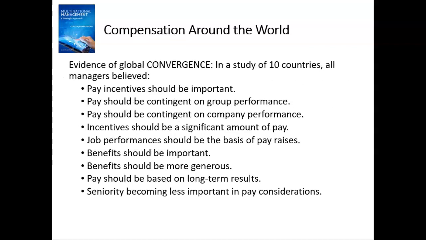There are some differences in compensation. For example, pay for performance is not going to be popular in a high uncertainty avoidance society. In Japan, aspects like marital status can determine pay decisions, where individuals who are married and have a family might receive higher compensation. But overall, if we look across different countries, there is more convergence, more coming together, more similarity in pay practices around the world.